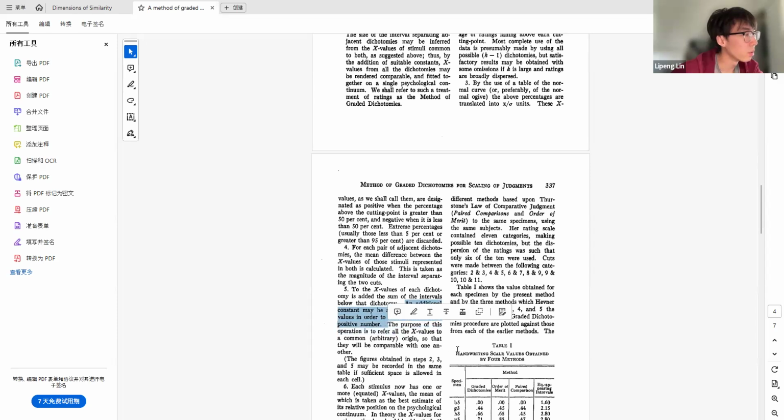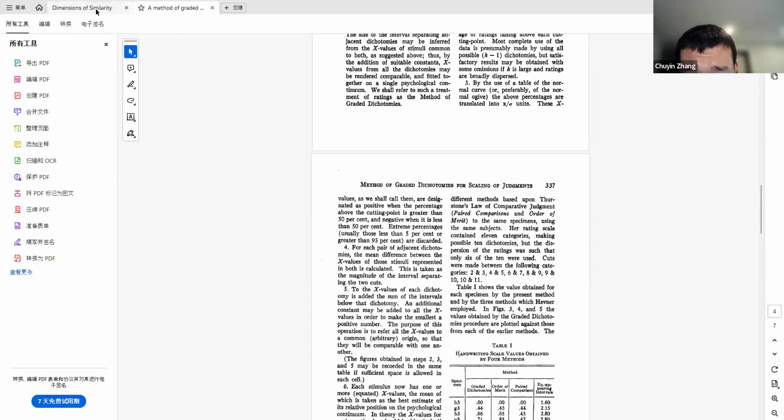Additional constant maybe to make... So there it is, right? An additional constant may be added to the sum of intervals between them, but it's not quite the case here. So I'm not sure.